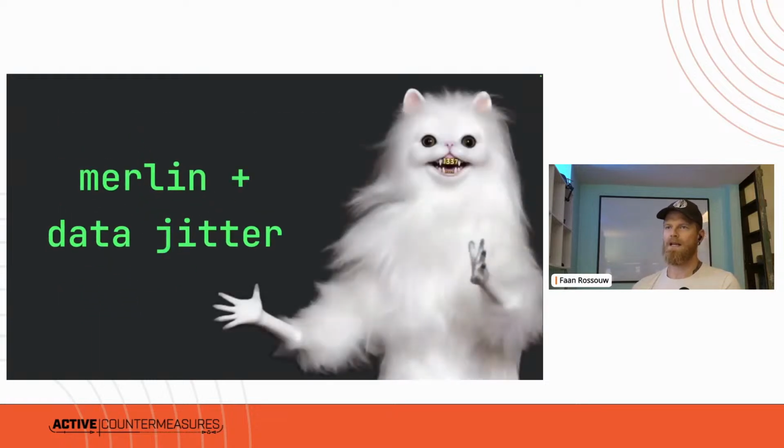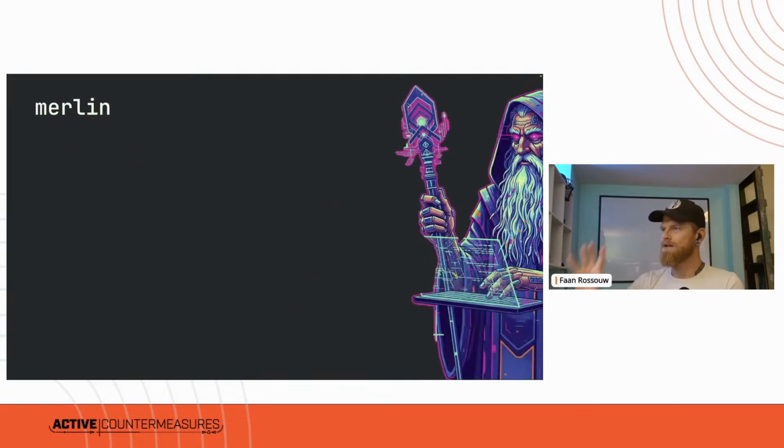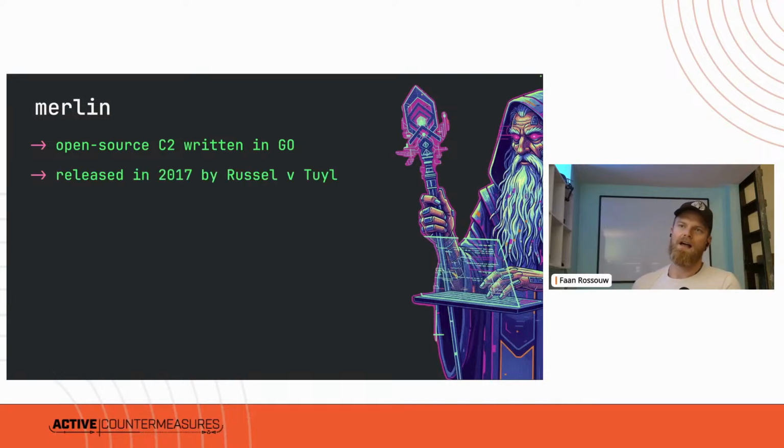Cool. So let's talk quickly about Merlin and then about data jitter. Now, Merlin, just so we all orient ourselves on what it is, is an open source C2 framework written in Go. It was released in 2017 by a guy named Russell Van Tuyl that goes by the moniker Neon Dog. Yeah, he's an employee at SpecterOps. And it's been linked to some APTs like MuddyWater and APT41. So it's not just a cool experimental thing. It definitely has some teeth and is used by threat actors in the wild as well.